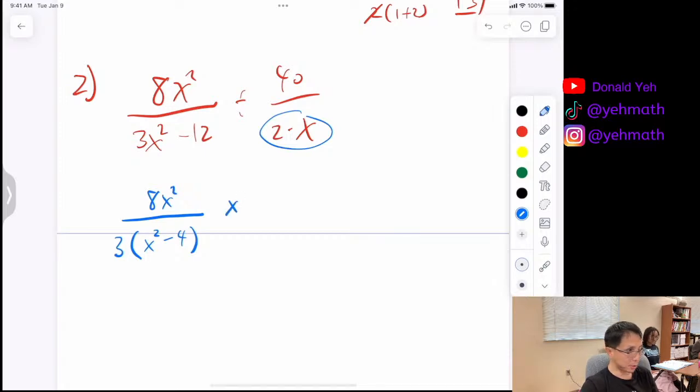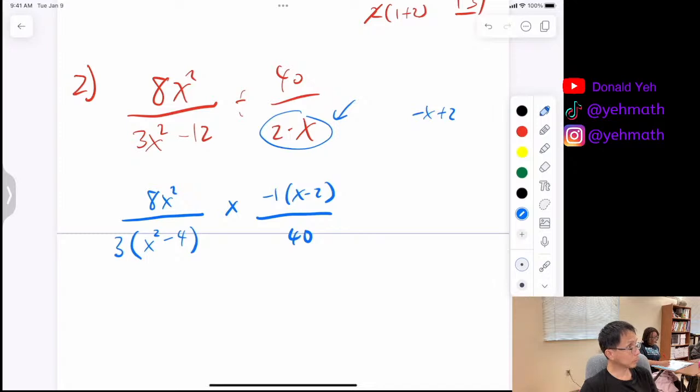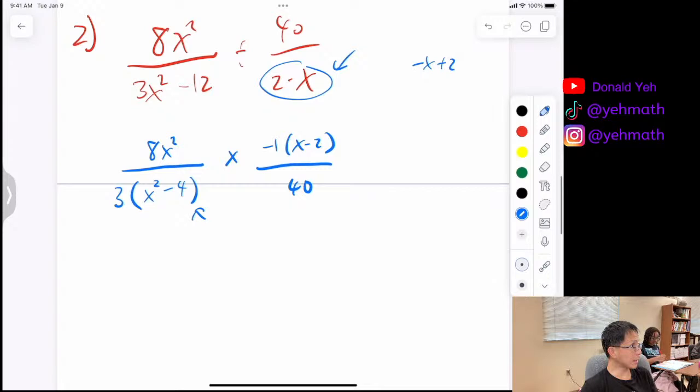Divide, so I'm going to change it to times. Not only that, this is not in the correct order. This is negative x plus 2. You can factor out a negative 1, so it'll be negative 1 times x minus 2. Is that okay? And this is a 40. And there's a difference of squares. x squared plus 4 is not factorable, but x squared minus 4 is factorable.